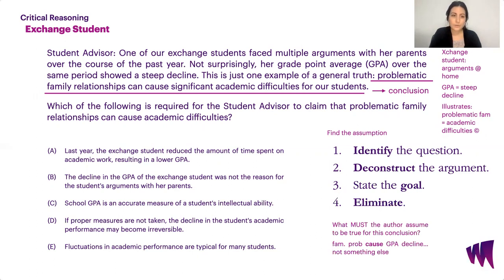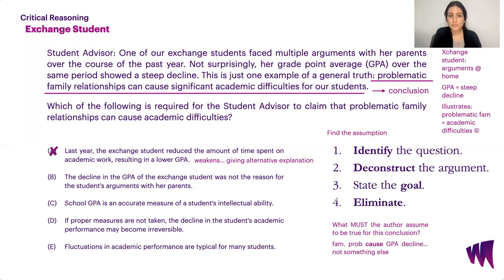So option A says, last year the exchange student reduced the amount of time spent on academic work, resulting in lower GPA. So this first option is giving us an alternative explanation, which would actually weaken the conclusion instead of justifying it. So we're going to eliminate A.